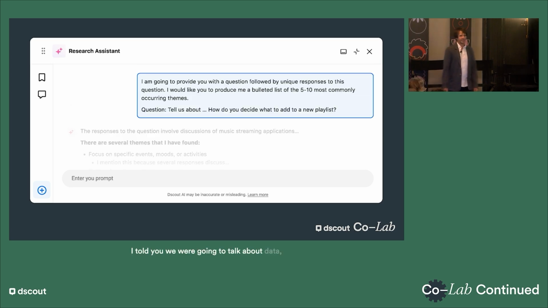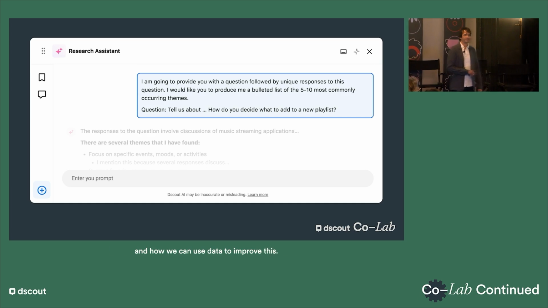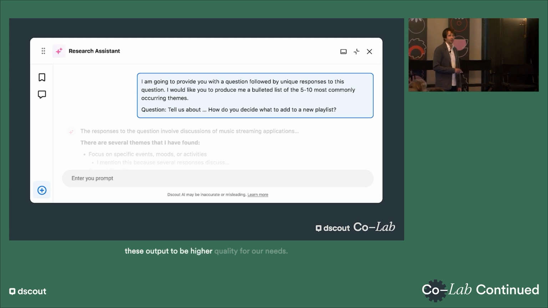I told you we were going to talk about data and how we can use data to improve this. And we have two major ways in which we can influence this output to be higher quality for our needs. One is through changing the prompt, putting more data into this prompt. And the data that's actually in this prompt is called context. So this is another term I want to bring up today. There's some confusion around context versus prompting, whatever that might be. Context is the information that you're putting in this prompt or the information that the LLM is using in that next word prediction. It's the actual text itself.